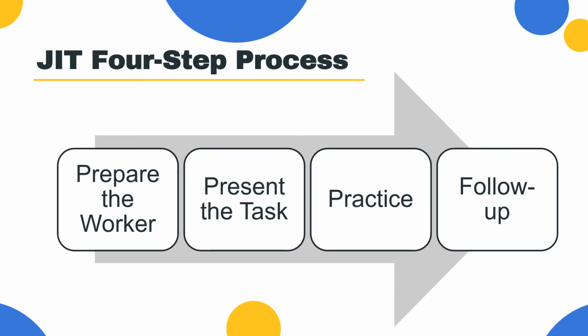Second step is present the task. Presenting the task should be carried out in such a way that a trainee understands and can replicate the task. Some trainers demonstrate the task before asking the trainee to repeat the process. Third step is practice. Practice time is important for the trainee to master a particular set of skills. Finally, the trainer needs to conduct a follow-up as a way of ensuring that the trainee is making progress.